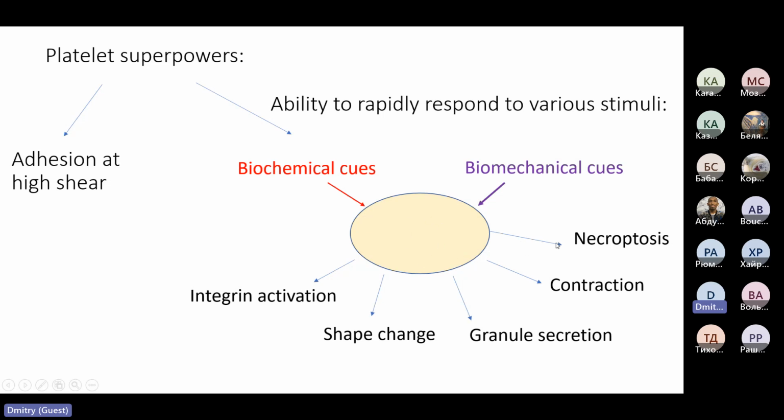And also it can become a zombie platelet, a process called necroptosis, which actually leads to cell death. But in this case, the surface of the platelet can become procoagulant to help assemble different coagulation cascade complexes here. And this is also probably one of the important physiological responses of the platelet, but it's still under debate. But of course, there is no question that integrin activation, granule secretion, and probably contraction is something really important from a physiological point of view.